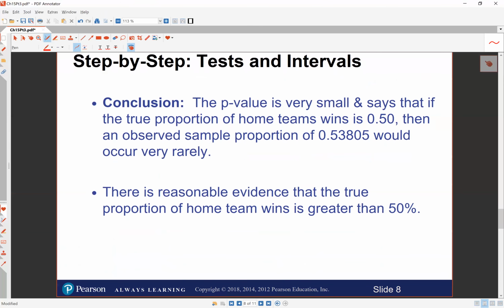So because the p-value is very small, it says in this hypothetical world where the truth is 50%, it would very rarely happen that we get an observed sample proportion as large as 53.8%. And so therefore, there is reasonable evidence that the proportion of home team wins is greater than 50%.